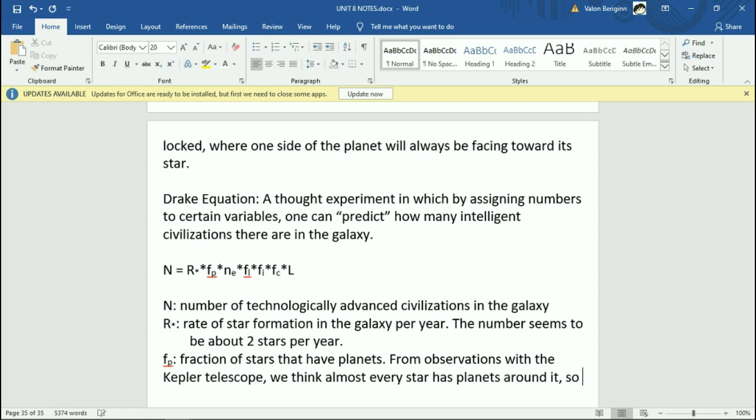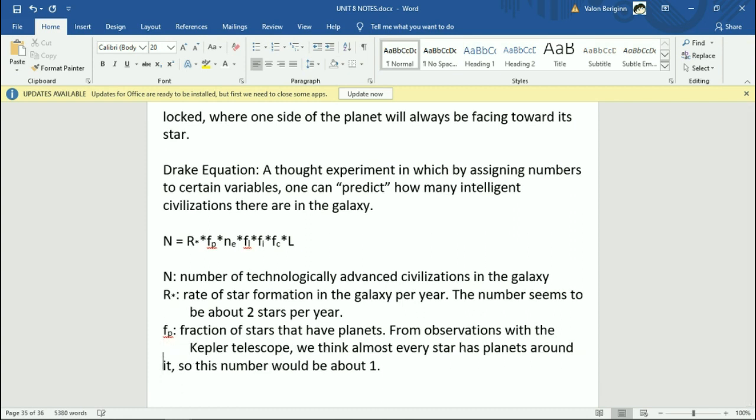So this number would be about 1. 100%, right? You think it's about 1. Again, does that mean every single star has a planet? No. But basically, it seems that having planets around a star is the rule. It's not the exception. Our star is not special for having planets. It seems that pretty much every star has at least a planet, if not multiple, around it.